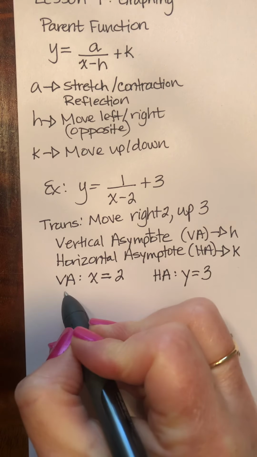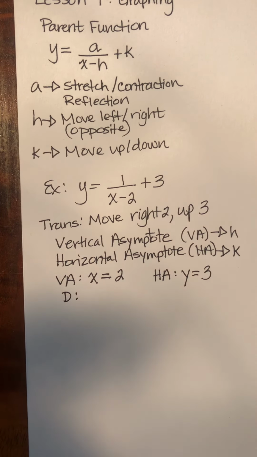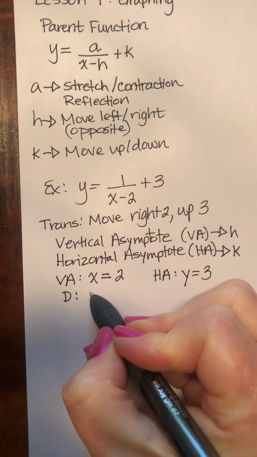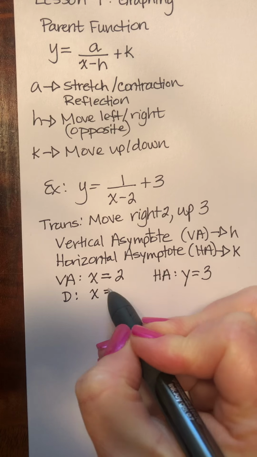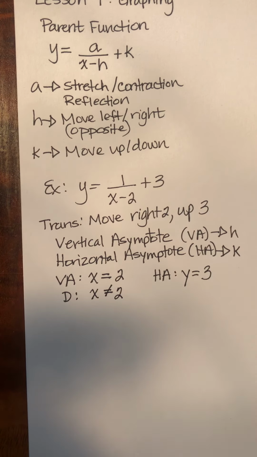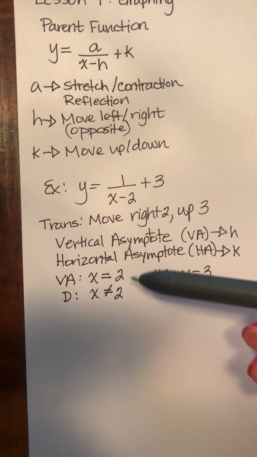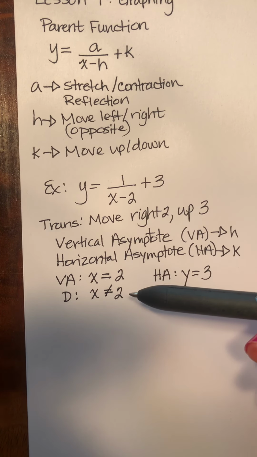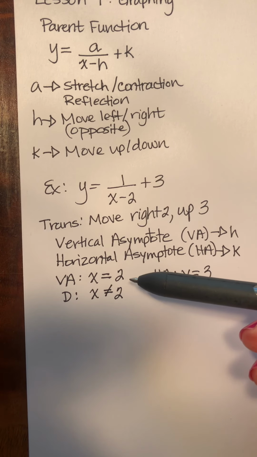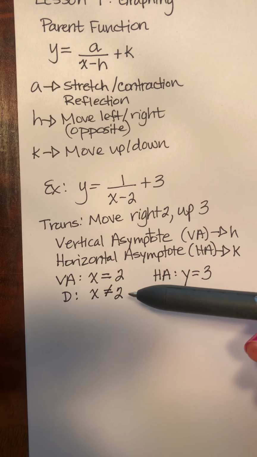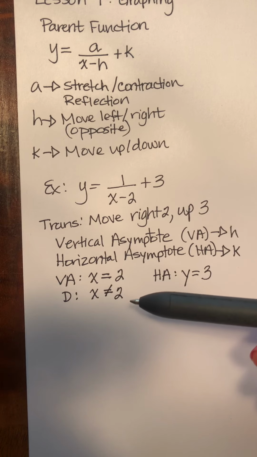Then the domain, and I like to write it this way because domain and vertical asymptote are related. The domain is going to be every x value except the 2, which is your vertical asymptote. So notice how close these equations are. One is it's equal to 2, the other one is it's not equal to 2. So if you know the vertical asymptote, then you really know the domain. You're just going to put a slash through that equal sign.